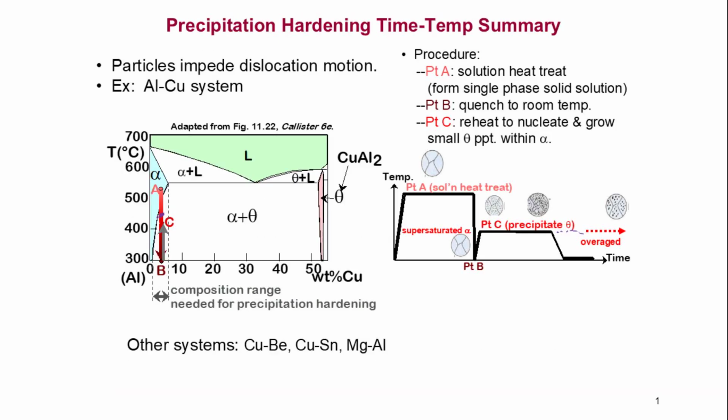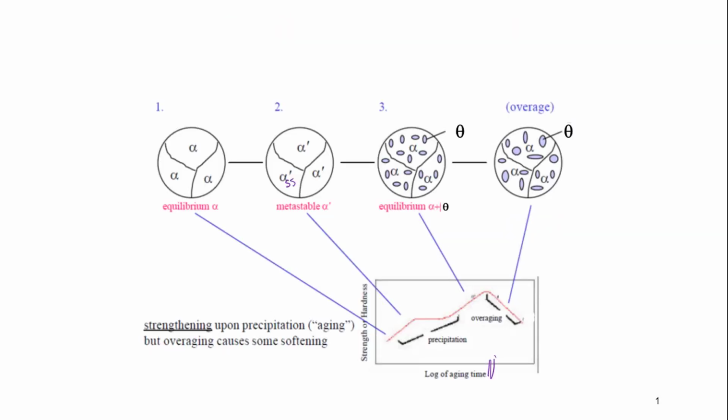Precipitation hardening involves particles impeding dislocation motion, as seen in the Al-Cu system. The procedure includes solution heat treatment, quenching, and aging to nucleate and grow small precipitates. This method is also applicable to other systems like Cu-Be, Cu-Sn, and Mg-Al. Strengthening occurs upon precipitation, known as aging. However, overaging can cause some softening.